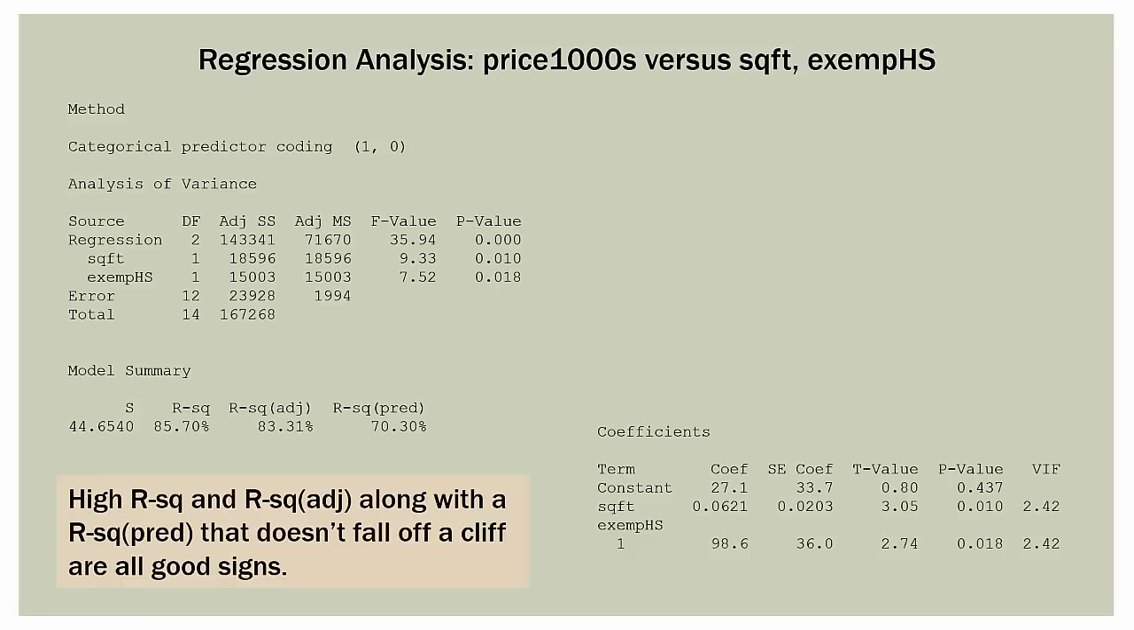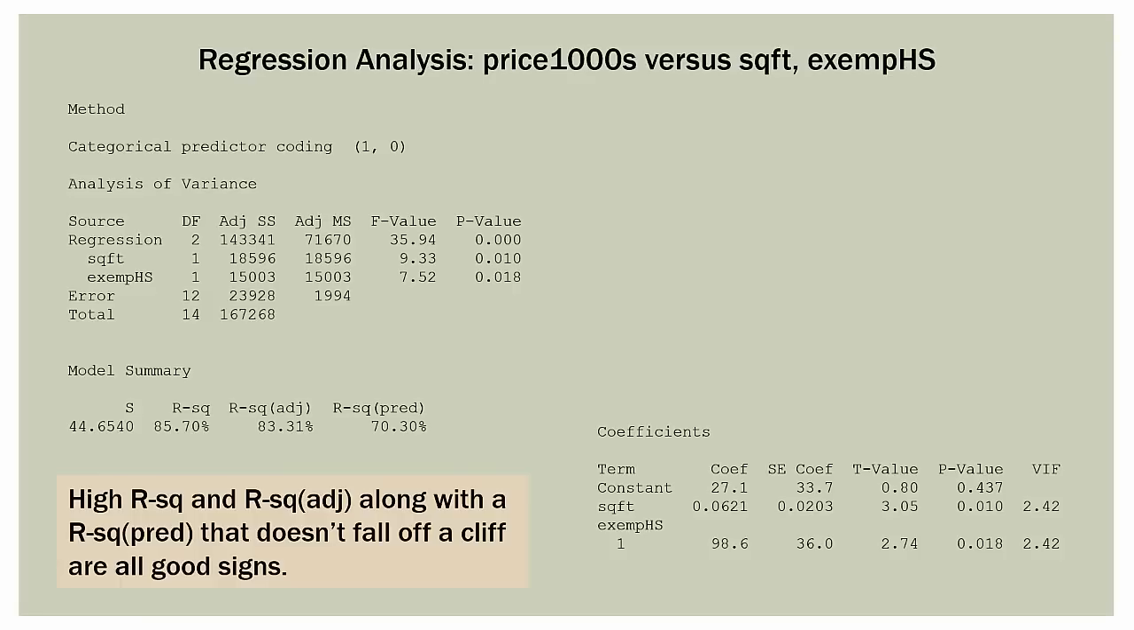Let's go ahead and look at our coefficients. So we have the constant term. We don't worry about that in this case. Then we have the square foot variable. That has a p-value of 0.010. So that is significant at 0.05. And then we have exempt high school where the value is 1. And that is significant at 0.018. So square foot coefficient is significant. And the exempt high school coefficient is significant. Now, what about the values of the coefficients?